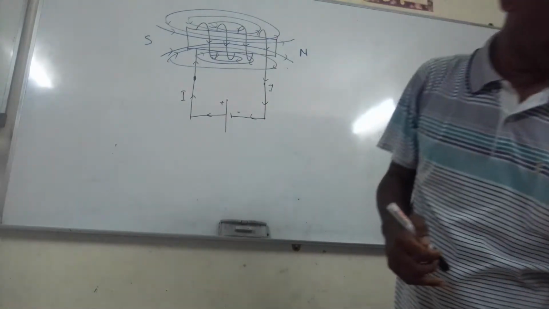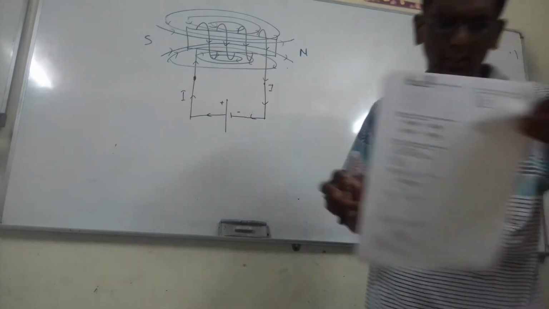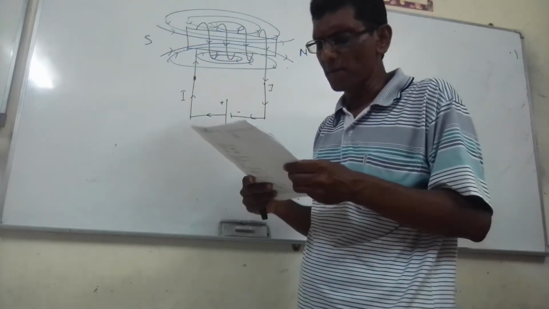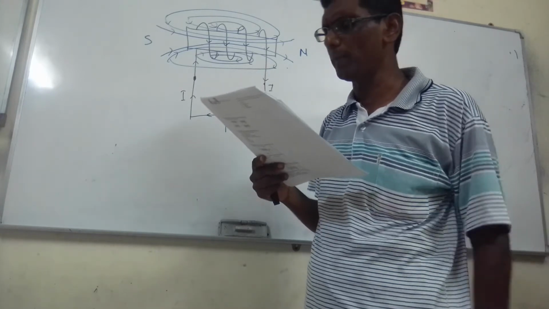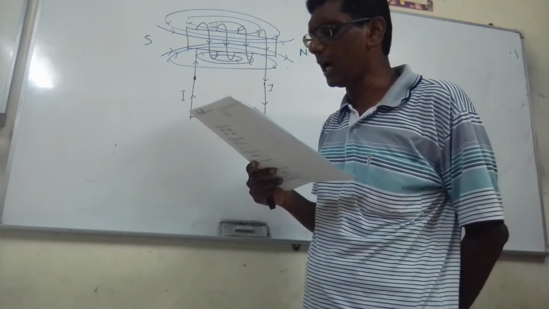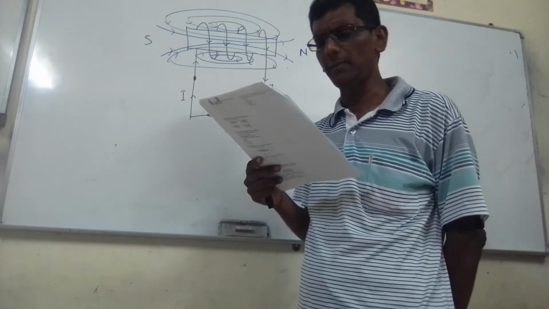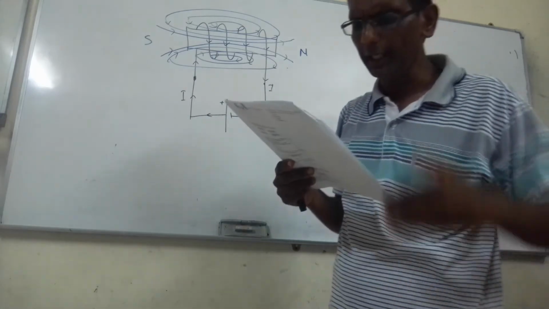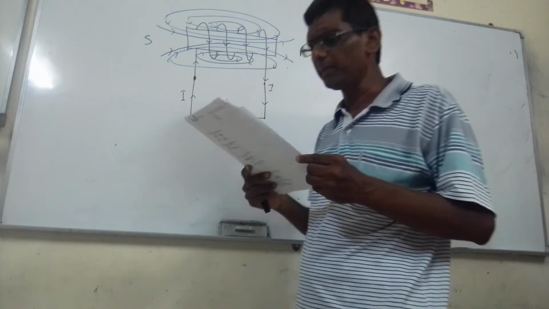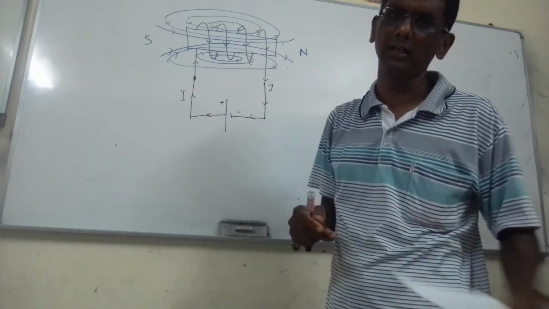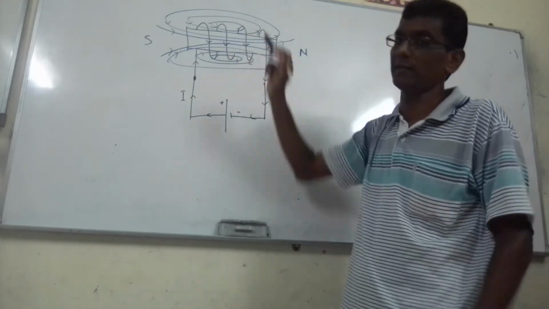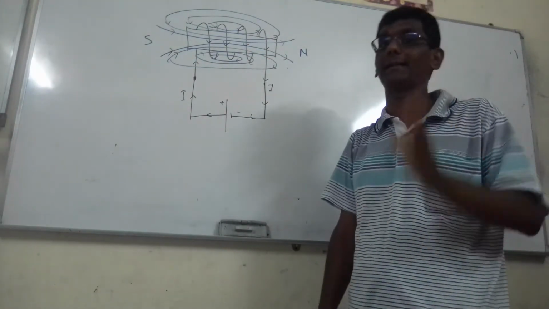Okay, now we are going to do the question. Question B. Name the two factors that affect the strength of the electromagnetic field. State how each factor affects the magnetic field. There are actually three factors.